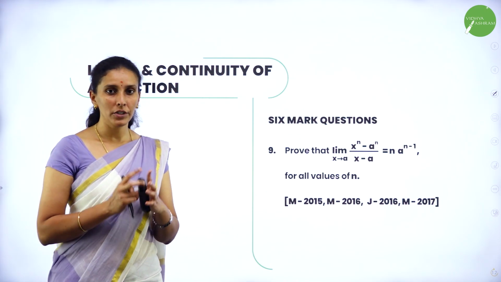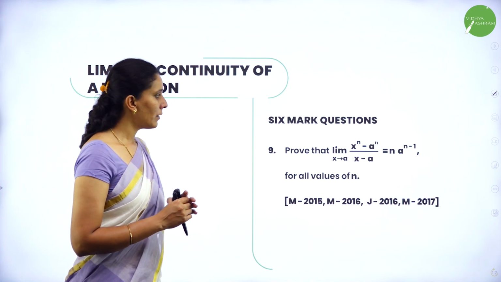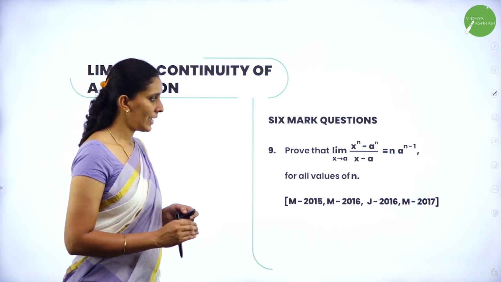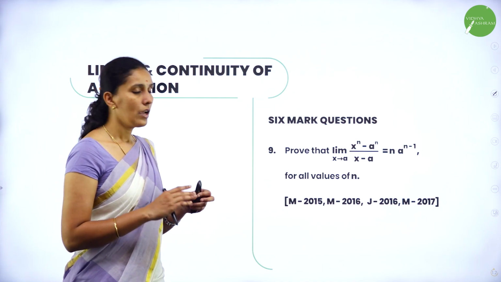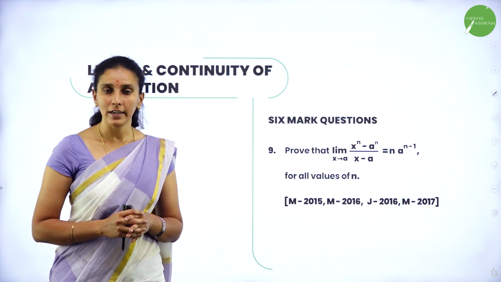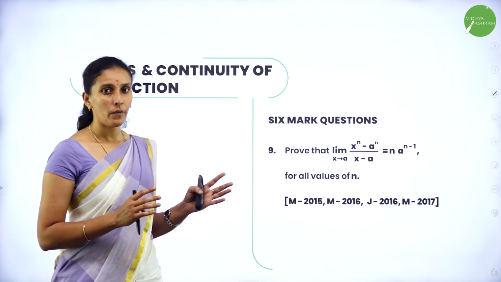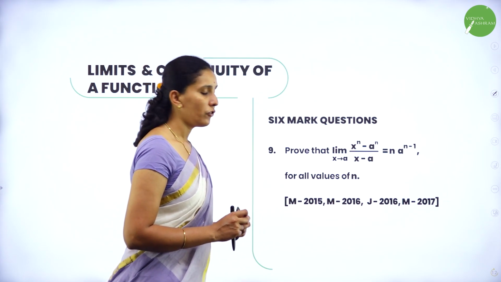Now very important, two theorems for 6 marks. They'll ask you the theorem limit x tends to a, (x to the power n minus a to the power n) by (x minus a) is n a to the power n minus 1, and the standard limit theta tends to 0, sin theta by theta is equal to 1. So any one question they'll ask you for the 6 marks. So let us see the proof of this theorem.